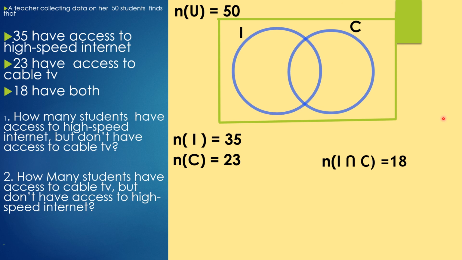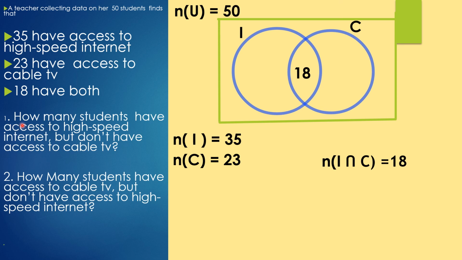Okay, now, let's answer the questions. But first, which part here are we going to fill first, of the Venn diagram? Of course, this intersection part, the overlapping part, and that is 18. Okay, that's the first step.